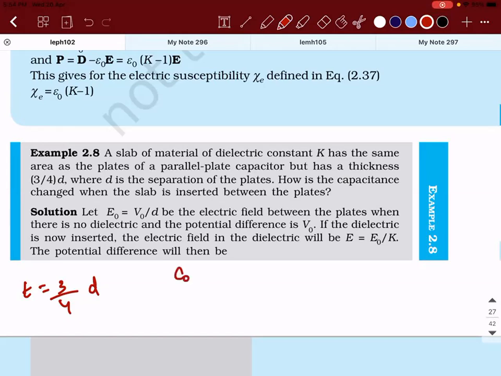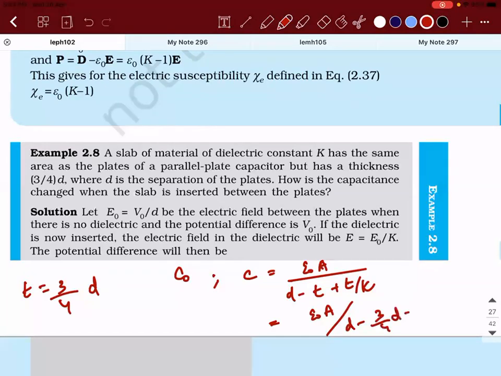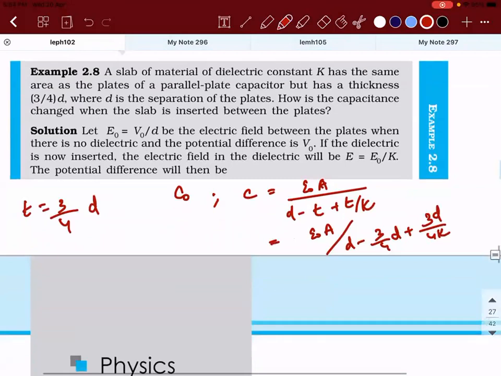Initially, if I call the capacitance C naught, finally let me call the capacitance C. What is the formula? Epsilon naught A divided by D minus T plus T by kappa. So it is going to be epsilon naught A divided by D minus 3 by 4 D plus 3 by 4 D by kappa. Correct? So this will be epsilon naught A divided by D by 4 plus 3D by 4 kappa.